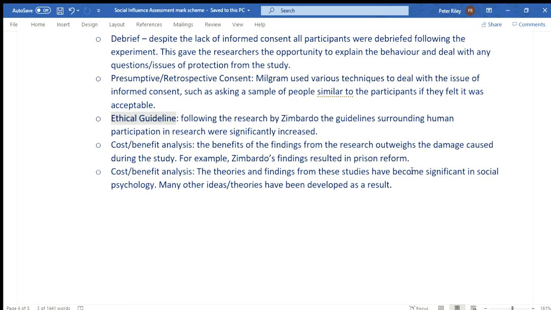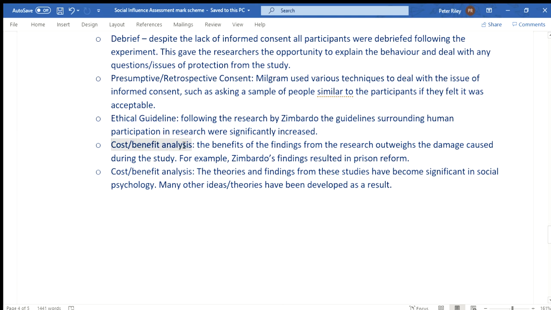Now, if it wasn't for Zimbardo breaking those ethical guidelines, in hindsight, we might not have these really strict and rigorous ethical guidelines that are helping support research. So we could say that something really beneficial has come from Zimbardo's research by him breaking ethics or having so many ethical issues in his research.